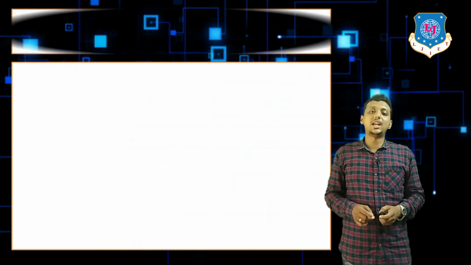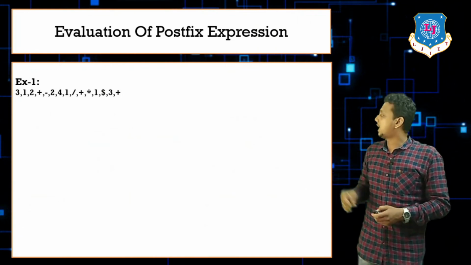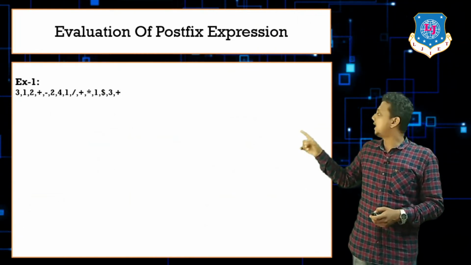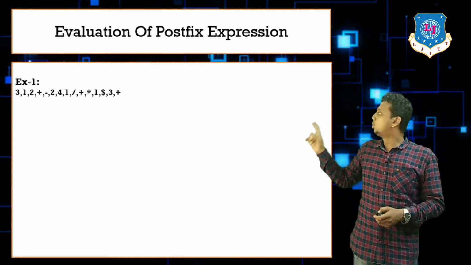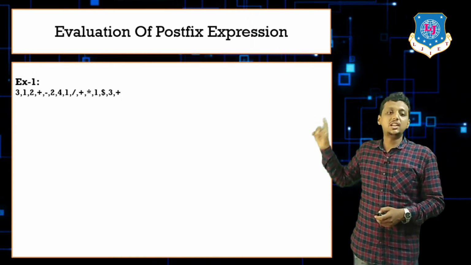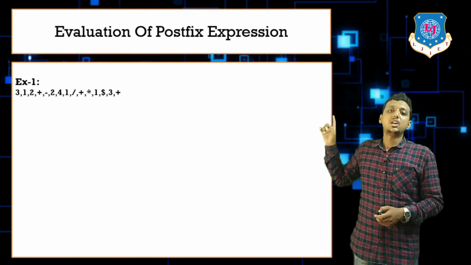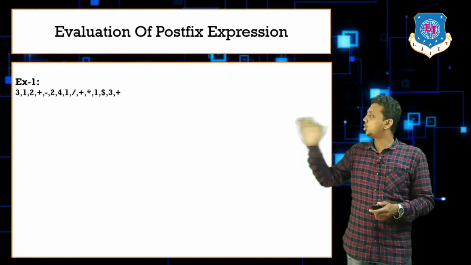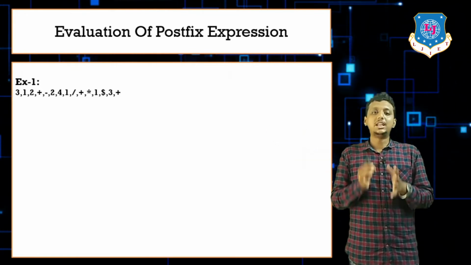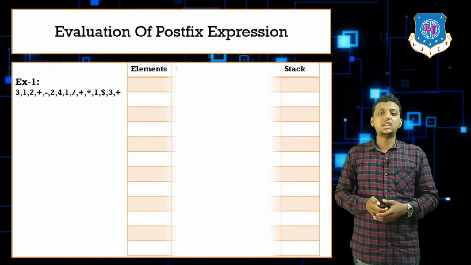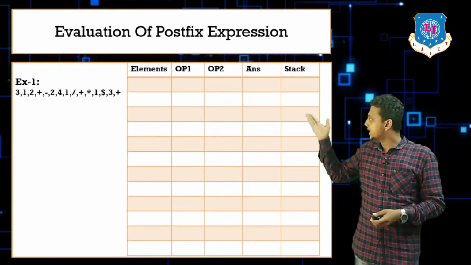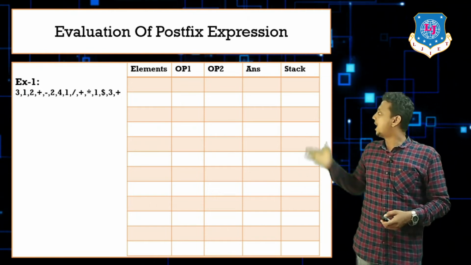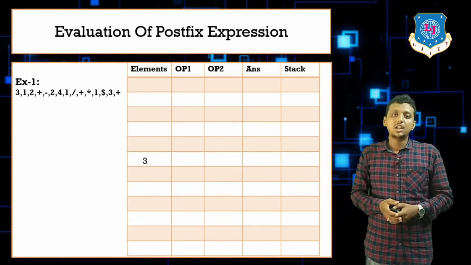Let me show you another example of the same. Right now we have 3 comma 1 comma 2, then plus minus 2 4 1, then division plus star dollar 3 plus. So we have our whole input data elements. Let's begin with the table. Here it is, my table. Ready? Element, OP1, OP2, answer, and the last column is the stack.